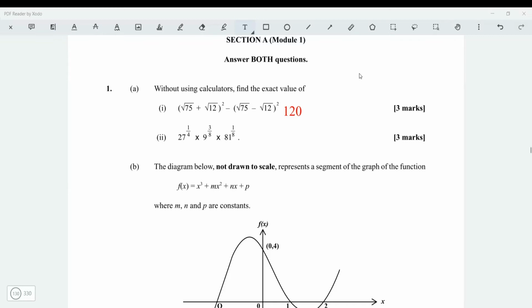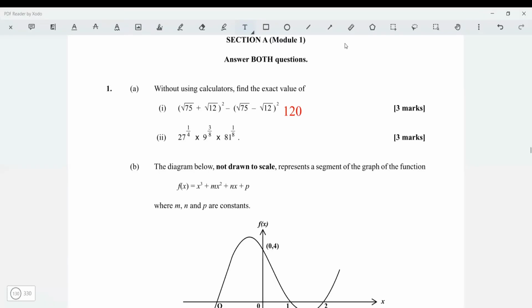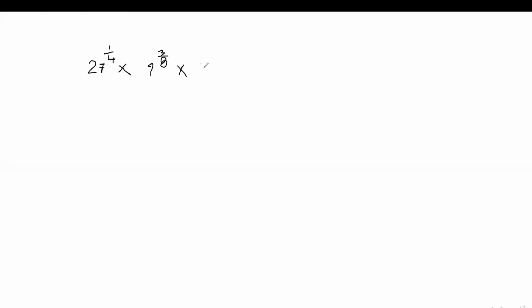All right, so we have 27 to the quarter times 9 to the 3 over 8, and we multiply it by 81 to the 1 over 8. And it said do this without a calculator. So of course, we're going to use laws of indices. So first thing we have to do is change everything to one common base. So we can rewrite 27 as 3 cubed, so it's 3 cubed raised to the quarter. And then this would be times 9 to the 3 over 8, which is 3 squared raised to the 3 over 8.